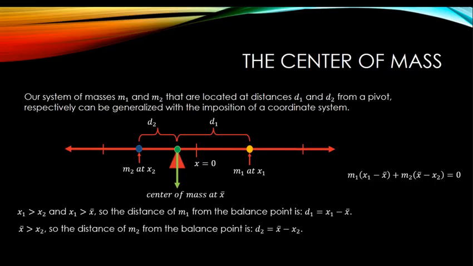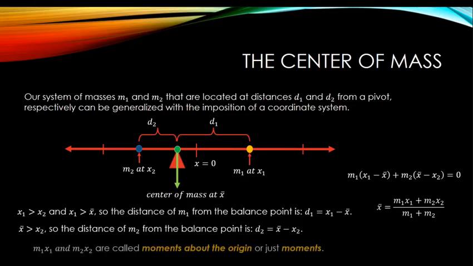And now I can write an equation, m sub 1 times x sub 1 minus x bar plus m sub 2 times x bar minus x sub 2 will be equal to 0. It has to be equal to 0 in order for this thing to balance. When I solve for x bar, I get x bar is equal to m sub 1 x sub 1 plus m sub 2 x sub 2, all divided by the sum of the two masses m sub 1 and m sub 2. In this expression, the product of mass times position, m sub 1 x sub 1 and m sub 2 x sub 2, these are called moments about the origin, or just moments.